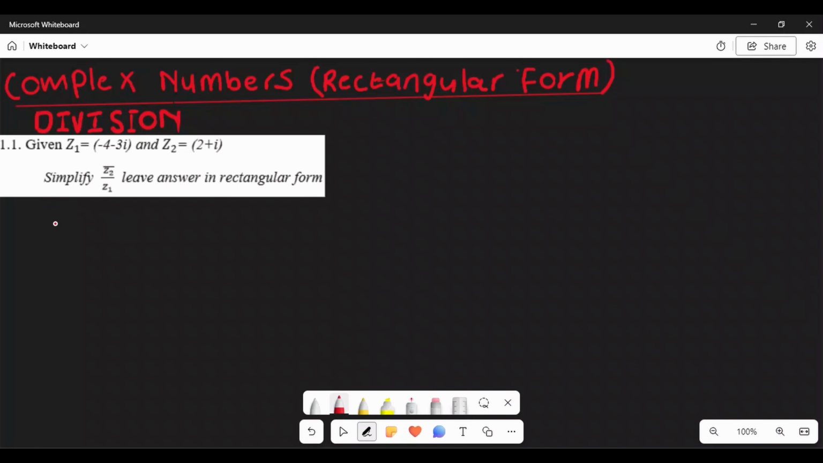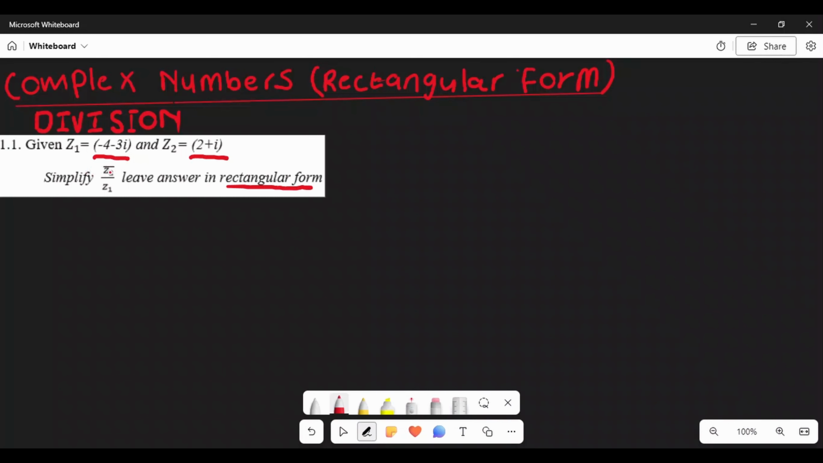So guys, let's simplify this problem here. Let's look at what is given to us. We are given z1, which is that, and you're also given this complex number, which is z2 here. They want you to simplify the following, which is bar z2 divided by z1, and then they want you to leave your answer in rectangular form.